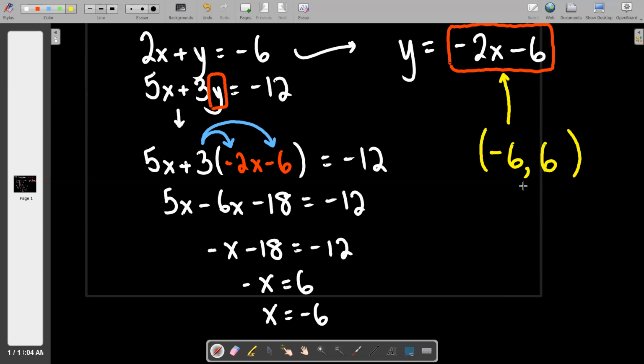That means if we were to have done this like we did yesterday, getting y by itself on both equations and graphing both lines, we would see them cross at the point left 6, up 6. But again, we're not graphing. So that is an algebraic way to solve a system. All right, let's do another one.